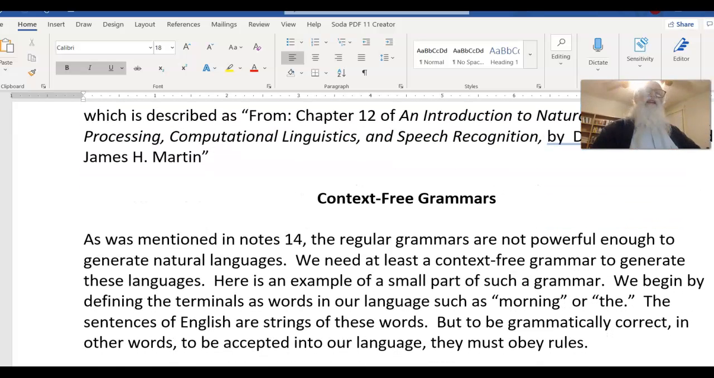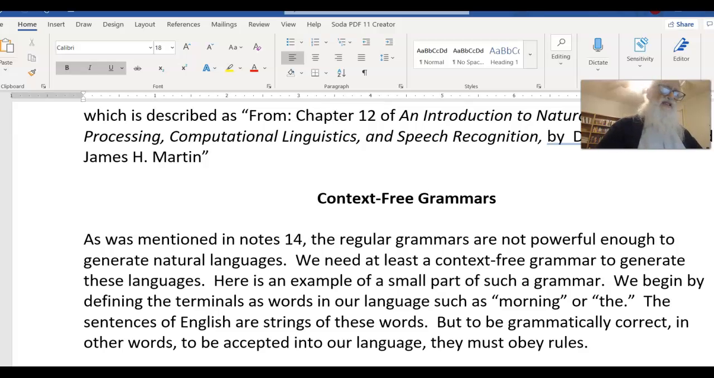Now, context-free grammars are what we're going to talk about. As I mentioned in notes 14, the regular grammars are not powerful enough to generate natural languages. We need at least a context-free grammar to generate these languages. There is some opinion that even that isn't powerful enough for a natural language, but it does many more things than we could do with the regular grammars we have.